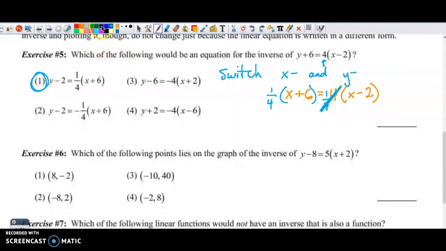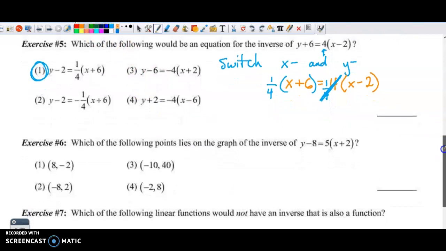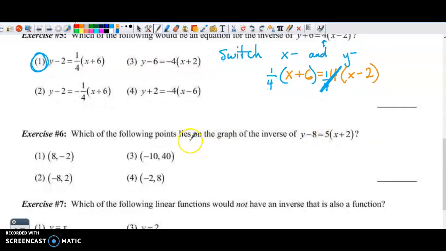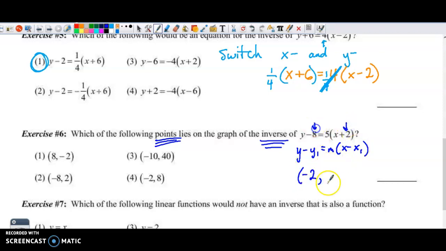But I do want to move on to the next one, just for the sake of time and keeping this video somewhat short. So this is the graph of a function, okay, and they want you for the points, which of the following points is in the inverse. So let's talk about the point that's on this, because remember, it's y minus the y-coordinate equals the slope times x minus the x-coordinate. So if I were to ask you what's the ordered pair, remember this thing, the x-coordinate would be -2, and then the y-coordinate would be 8, because remember it's the opposite.